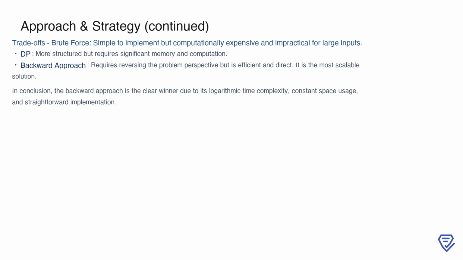When comparing the different approaches, we can identify the trade-offs associated with each. The brute force method is conceptually simple and easy to implement, but it is computationally expensive and becomes impractical for large inputs due to its exponential time complexity. Dynamic programming offers a more structured approach, but it requires significant memory and computational resources, especially for larger values of target. The backward approach, on the other hand, requires a change in perspective by reversing the problem, but it is both efficient and direct. It scales well with input size due to its logarithmic time complexity and constant space usage.